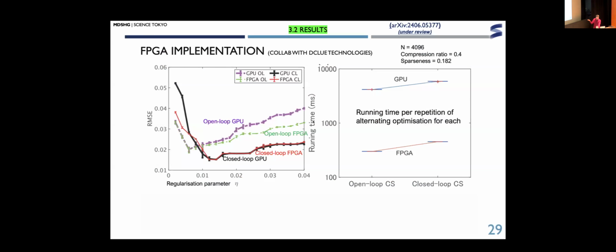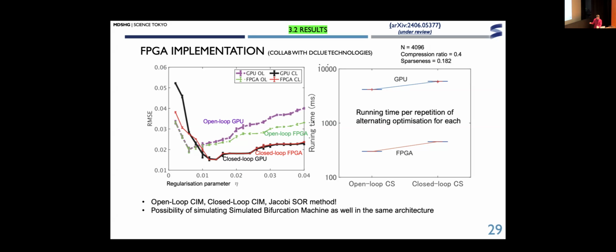And finally, the FPGA implementation. Using these heuristic methods, we have implemented our models in an FPGA as well. So we can simulate open loop, closed loop, and Jacobi methods in the same FPGA system, and by tweaking the variables a little bit, we can simulate the bifurcation machine as well in the same FPGA.